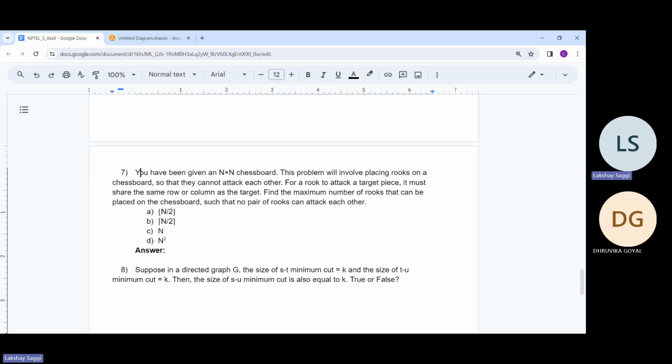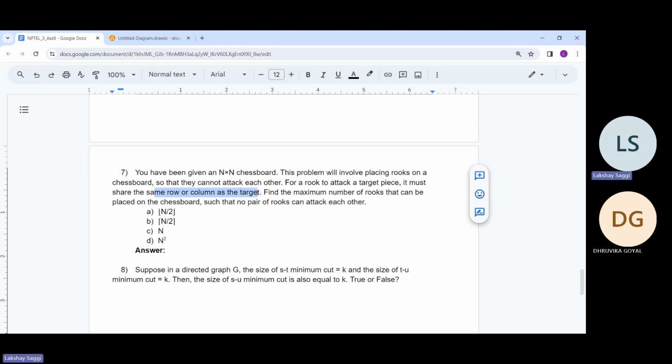So seventh question says that you have been given an n cross n chessboard. This problem will involve placing rooks on a chessboard so that they cannot attack each other. I hope everyone who's watching this video has played chess before. If you have not, rooks are pieces on a chessboard. A chessboard is a square of n cross n size, and a rook can attack. What a rook can do is move along the same row or along the same column.